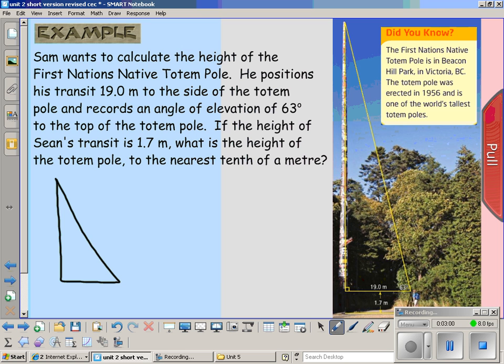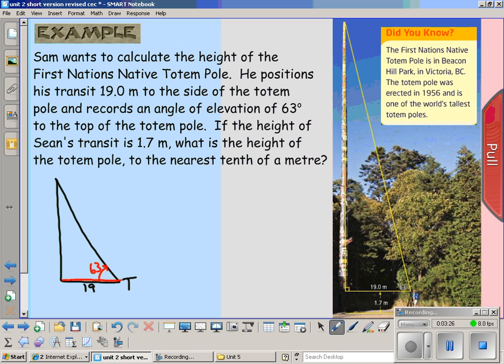But what we have is he positions his transit 19 meters to the side of the totem pole. So here's his transit. What he then does, he records an angle of elevation. So we have our horizontal right here, and the angle of elevation is the angle that goes above this line, and that is 63 degrees.